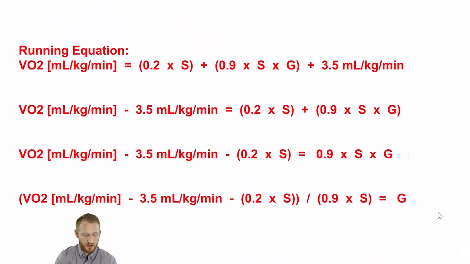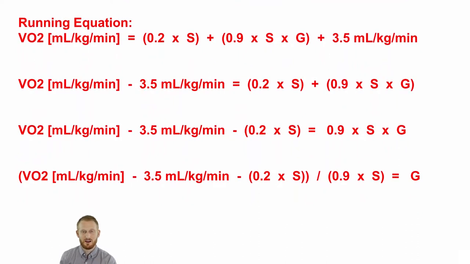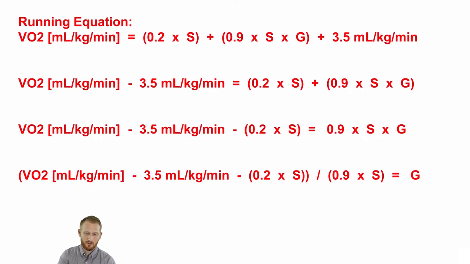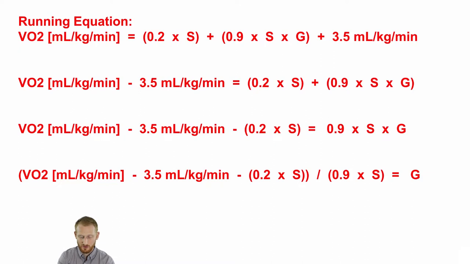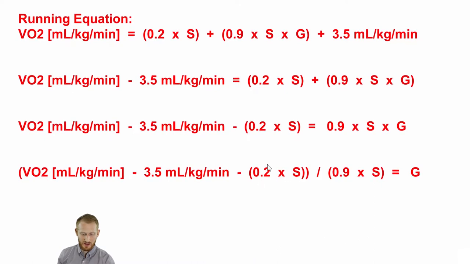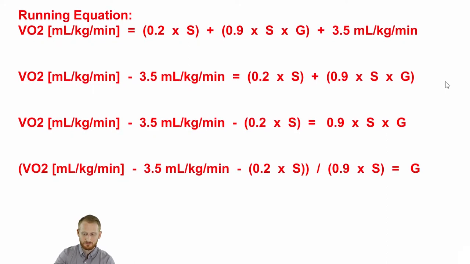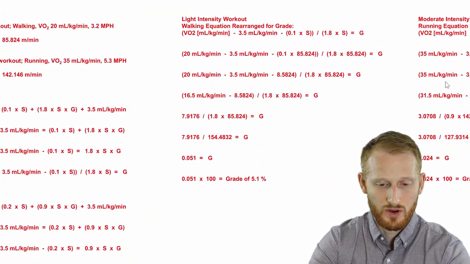So really, the running equation and the walking equation are pretty much the exact same equations, just with slightly different constants in here that represent the intensity that you get from an increase in speed or increase in speed and grade. And so if we do the rearranging, it's the exact same process. And in the end, we end up with relative VO2 minus 3.5 minus 0.2 times speed in parentheses. And then this whole thing is in parentheses here, divided by, in parentheses again, 0.9 times speed. And that gives us grade. So very, very similar steps to rearranging it. You can see the steps here if you want to pause the video and look at those step by step, but it's literally the exact same thing I just explained with walking, but with slightly different constant numbers in the equation. All right, so let's go ahead and move to solving some of this.